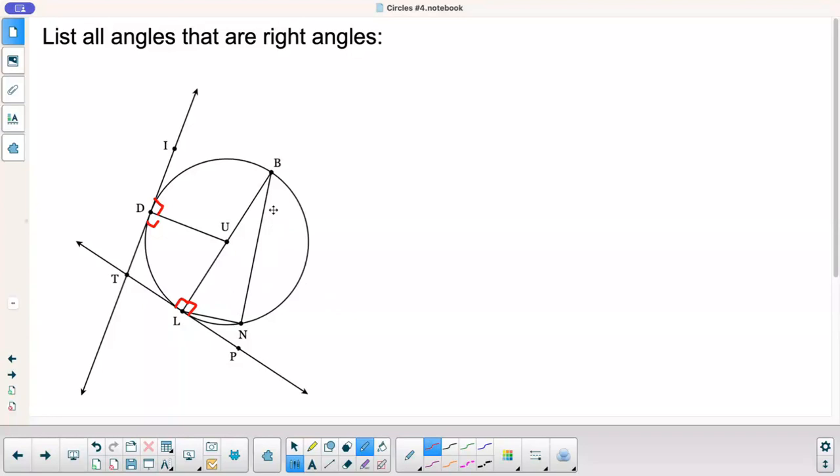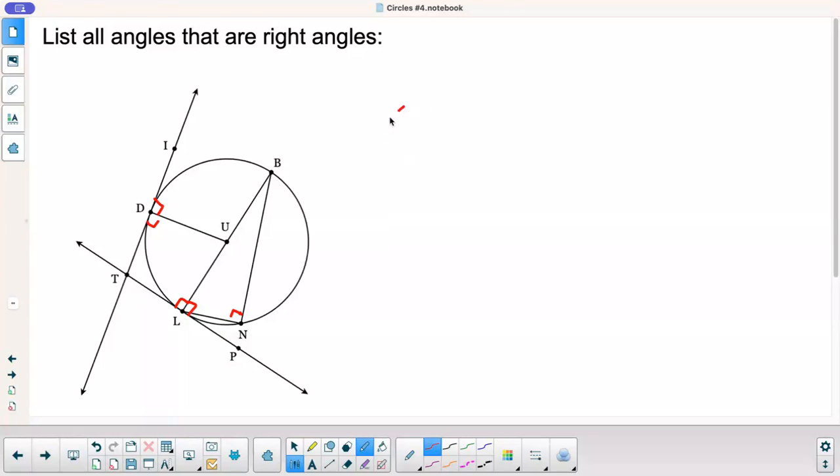And then if you look here, this angle here is inscribed angle LNB, and it intercepts a semicircle, so that this arc LB is 180, so angle LNB would be half of that. That would be 90, okay? And as I look around here, I don't really see any other right angles.